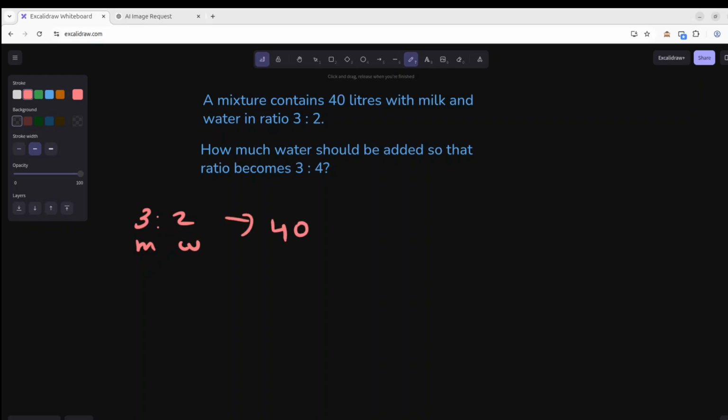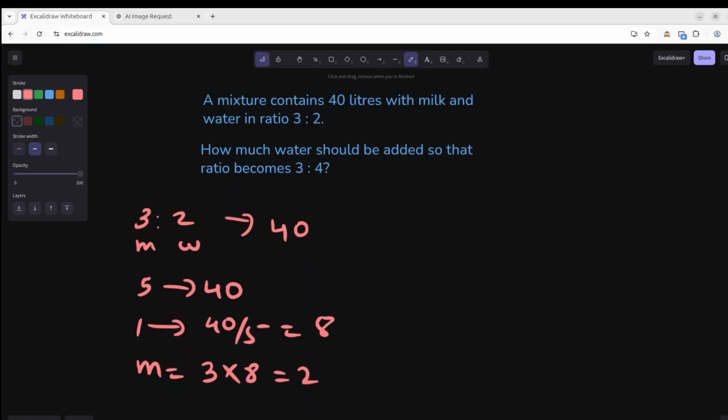Total 40 liters. So 5 equal to 40, right? 5 corresponding to 40, 3 plus 2, 5. 5 corresponding to 40. 1 equal to 40 by 5, right? Equal to 8. So now we have the common multiplier. So we can find milk and water. So milk equal to 3x, 3 into 8 equal to 24. Similarly, water equal to 2 into 8 equal to 16 liter.